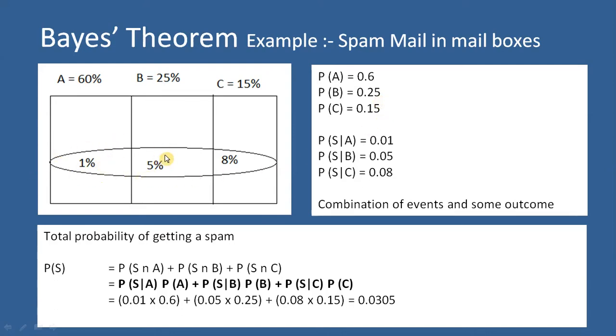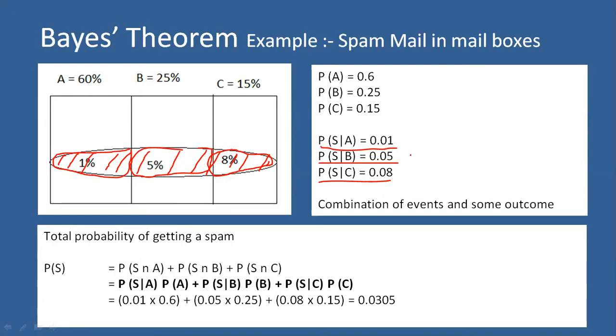This area is the probability of spam mail coming to mailbox A, this area is the probability of spam mail coming to mailbox B, and this area represents the probability of spam mail coming to mailbox C, and this total shaded area is the total probability of spam mails. So the probability of S given A is 0.01, that is this shaded area, the probability of S given B is 0.05, and the probability of S given C is 0.08.